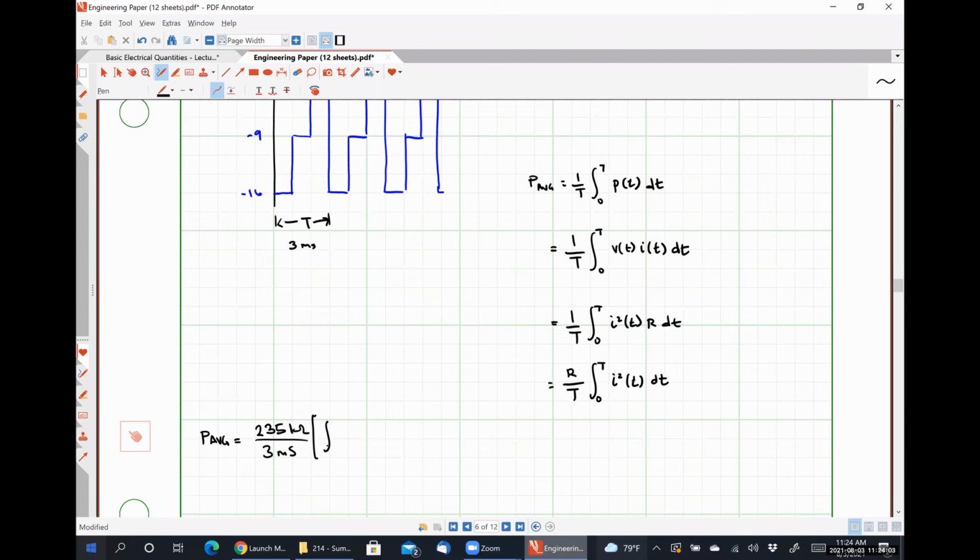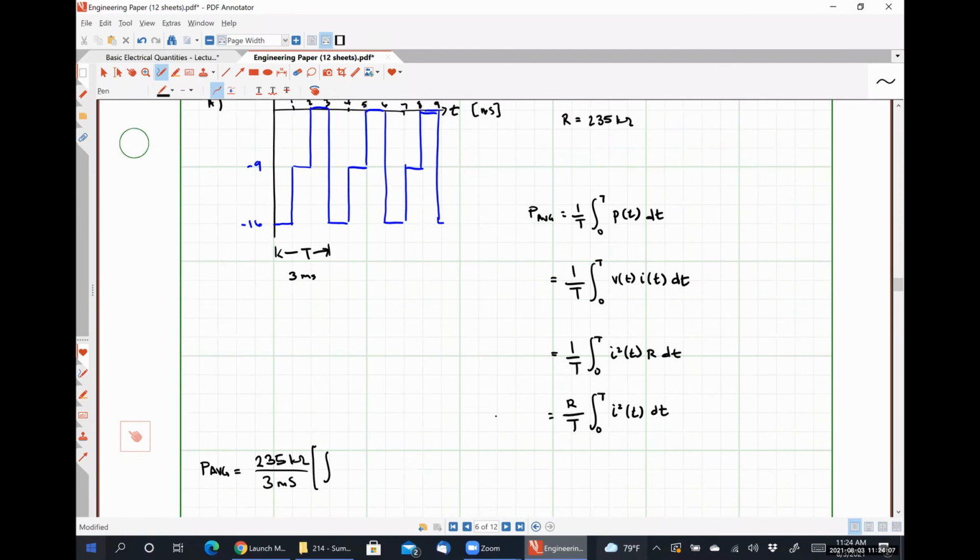Okay, so this is a piecewise function. So I'm going to split my period up into 3 distinct portions because my waveform is made of 3 distinct portions. So over the interval from 0 to 1 millisecond, what is the value of my current? Minus 16. Negative 16 milliamps, and I need to make sure that I square my current, and then I have my dt here.